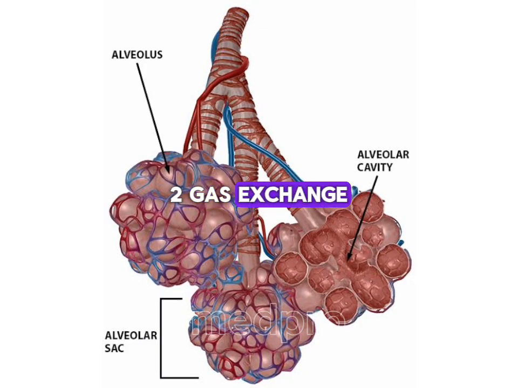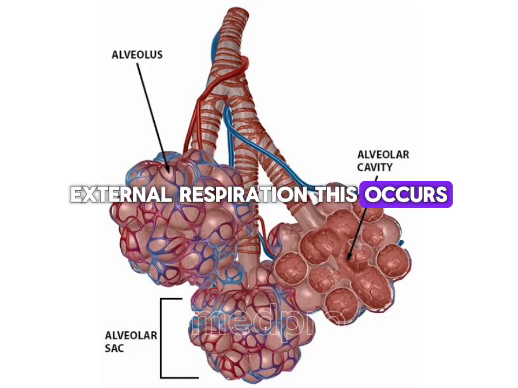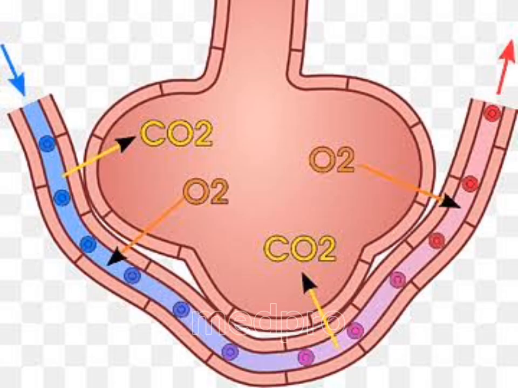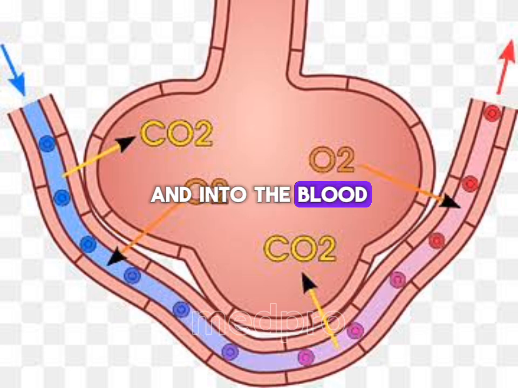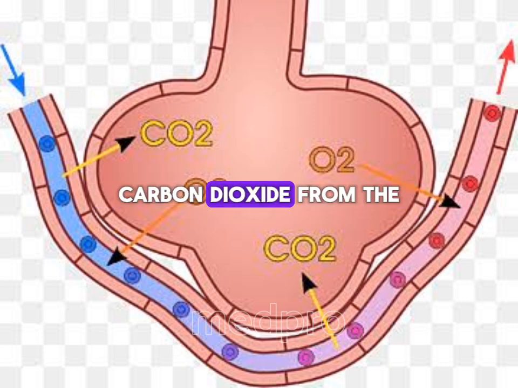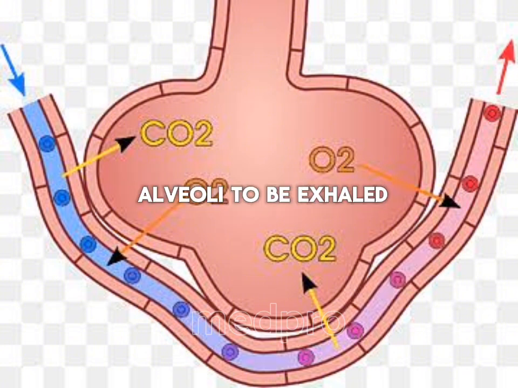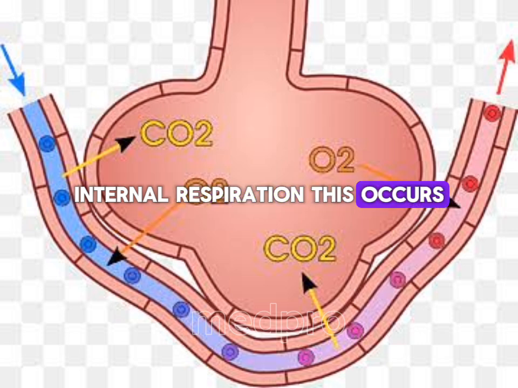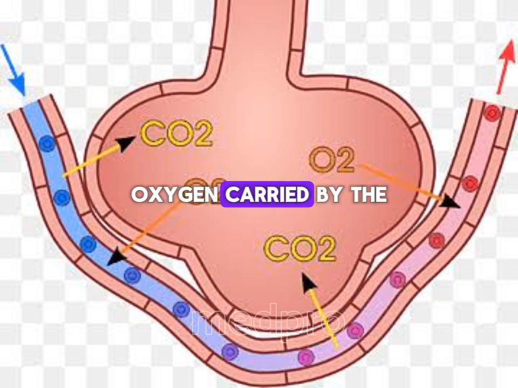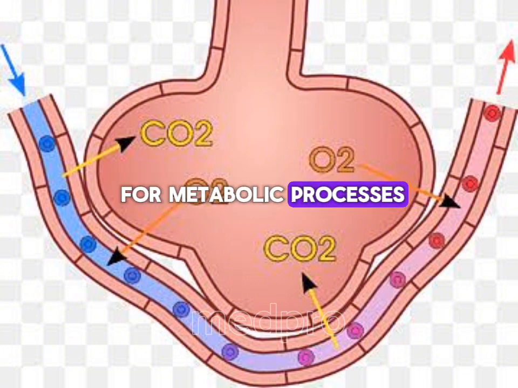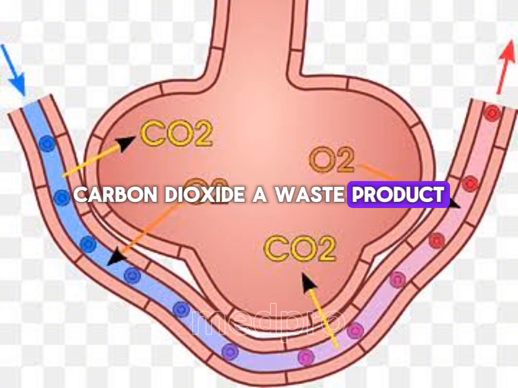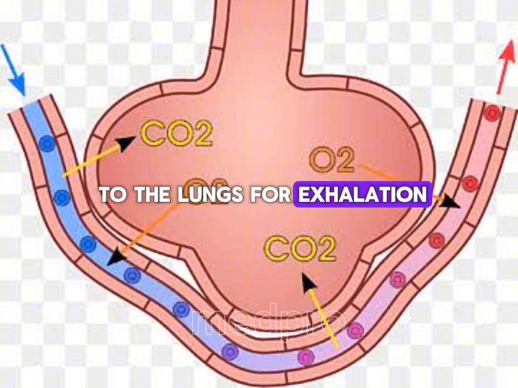2. Gas exchange, external respiration. This occurs in the alveoli of the lungs. Oxygen from inhaled air passes through the alveolar walls and into the blood in the surrounding capillaries. Simultaneously, carbon dioxide from the blood passes into the alveoli to be exhaled. Internal respiration. This occurs at the cellular level. Oxygen carried by the blood is delivered to cells, where it is used for metabolic processes. Carbon dioxide, a waste product, is then carried back to the lungs for exhalation.